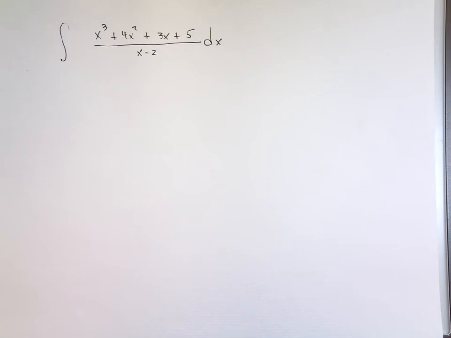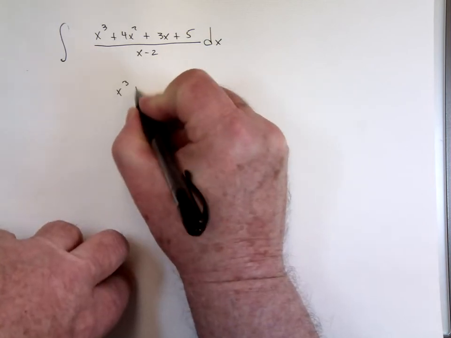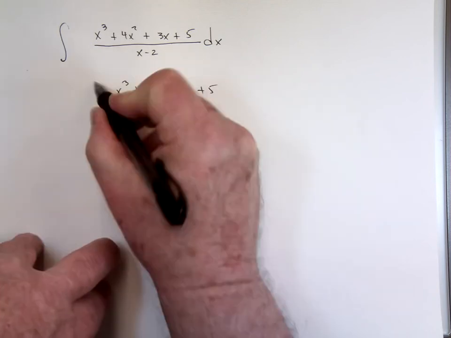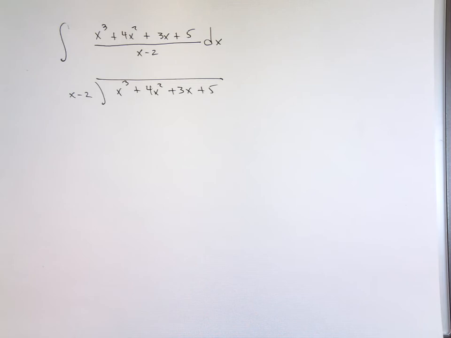Oh, well. All right, how are we doing? Let's take a look. All right, we have an integral. The numerator has degree 3, denominator has degree 1. The rule is to do a long division and then work on the remainder. So let's take a look. We'll do a long division. X cubed plus 4x squared plus 3x plus 5 divided by x minus 2. We could use synthetic division on this as well. In fact, maybe I'll do that too.